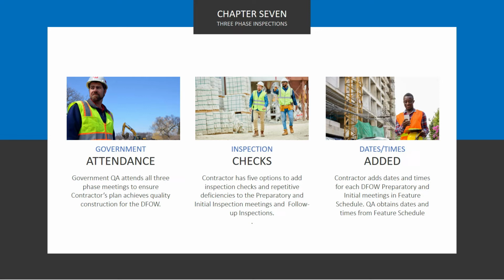The contractor has 5 options to add inspection checks and repetitive deficiencies to the preparatory and initial inspection meetings, as well as follow-up inspections. And the contractor will add the dates and times for each definable feature of work, preparatory, and initial meeting in the feature schedule. This feature schedule is also where the QA obtains the dates and times for the meetings.